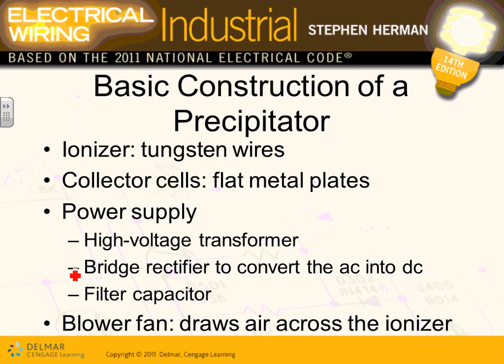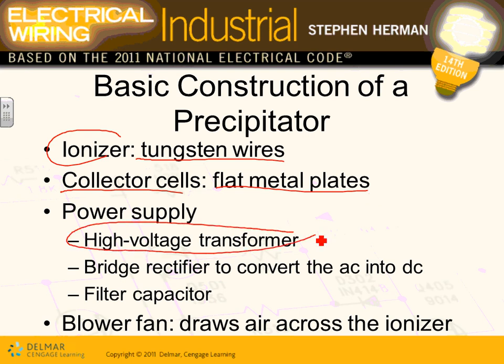What does it do for a living? There's something called an ionizer. How does it work? The ionizer is nothing other than tungsten wire, and then there's a collector cell, which is flat metal plates. You're going to see in a second. What they do, guys, is they have a high voltage transformer, and they bridge the voltage from AC to DC, because they use DC. They have a couple of filter capacitors to filter the DC, and a blower to blow the air right through it so they can collect it.